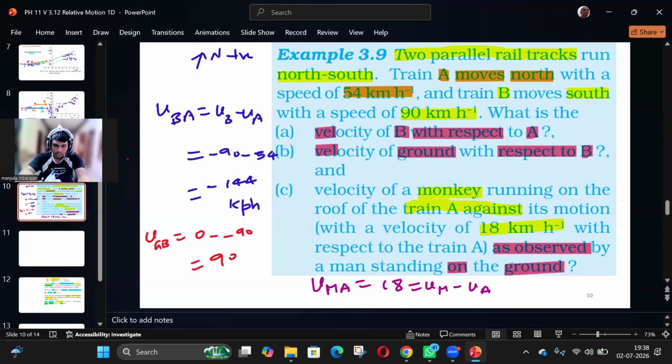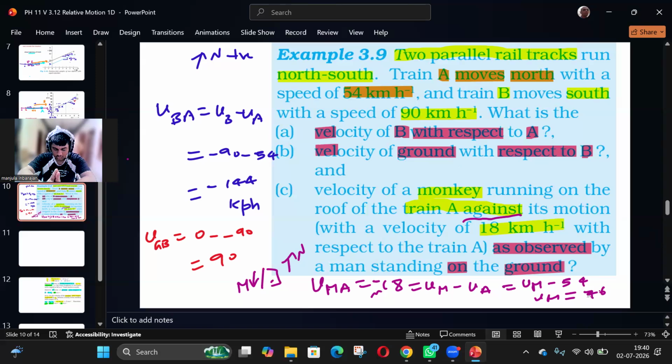So you find the velocity of the monkey. Another thing is that E is moving in the positive direction, and this is moving in the opposite direction, so it's minus 18. See, the train is moving north, but the monkey is running towards south. So the velocity of the monkey with respect to the train is minus 18. That's the important thing, it's against the motion of the train. And velocity of E is plus 54. So velocity of the monkey is 54 minus 18.